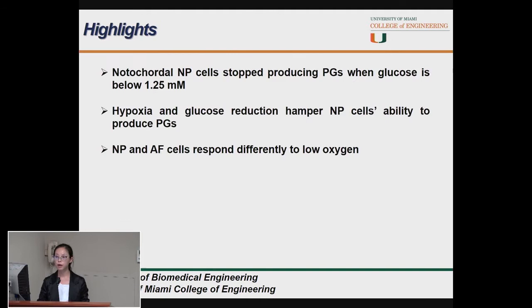We found in this study that a threshold glucose value, which is 2.5 millimolar, is a key glucose level below which notochordal NP cells' ability to produce proteoglycan is hampered. Also, notochordal NP cells and AF cells respond differently to altered nutrition environment in terms of ATP and proteoglycan production. So targeting their intracellular ATP level may help boost their ability to reproduce proteoglycan. Thank you.